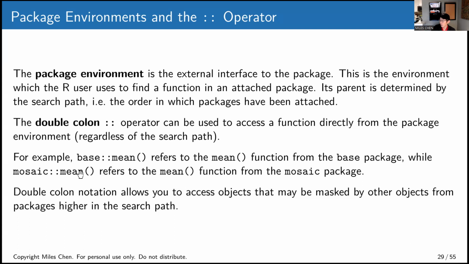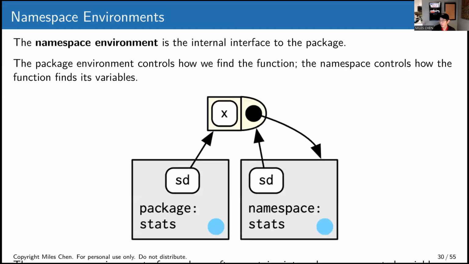And when you call mean on that, it's going to find the mean function in the mosaic package, okay? And so this allows you to find functions, even if they're masked by other packages, okay? Whereas the namespace, that's the internal interface, and that's going to show you where it's going to search for the names and stuff, okay? So the package environment controls how we find the function.